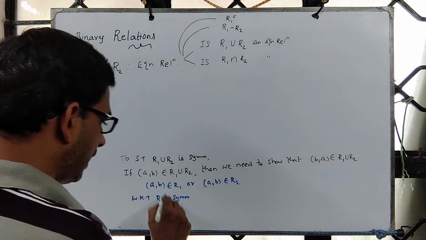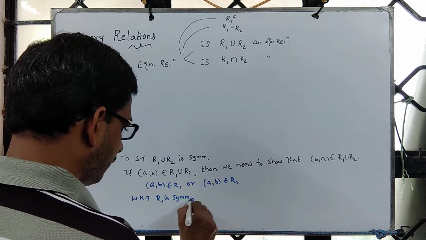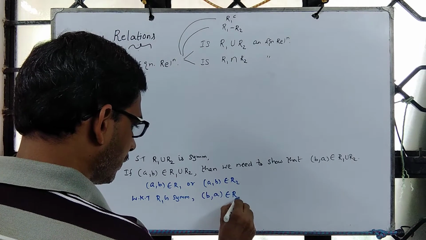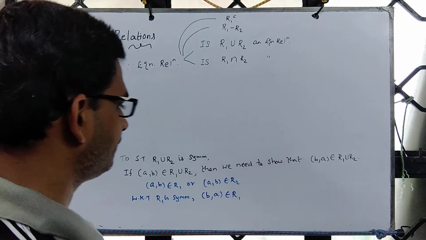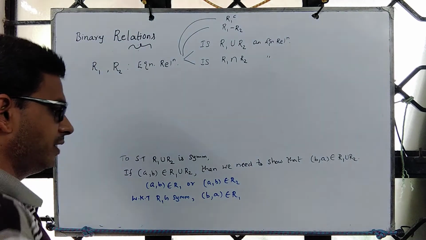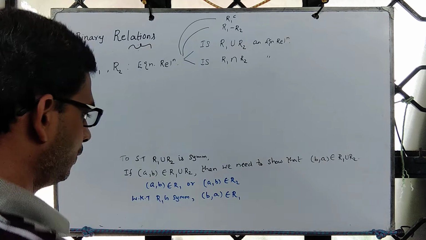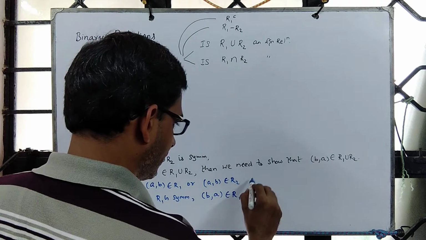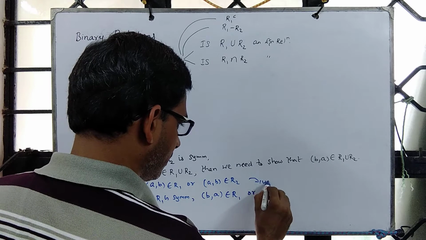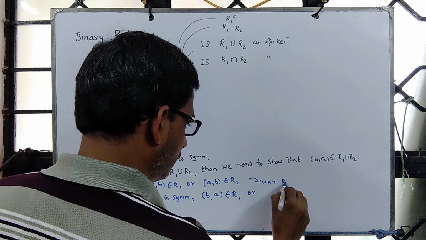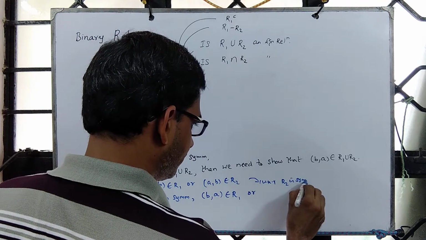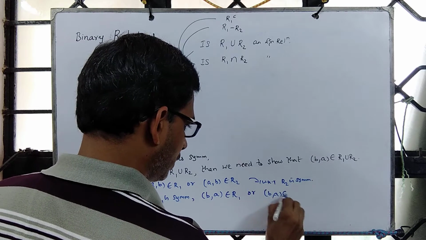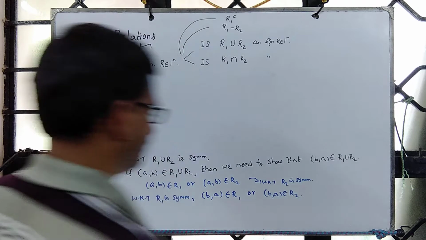We know that R1 is symmetric, therefore (b, a) belongs to R1. Fine. Now, similar reasoning for R2. We know that R2 is symmetric. Because of this, (b, a) belongs to R2.